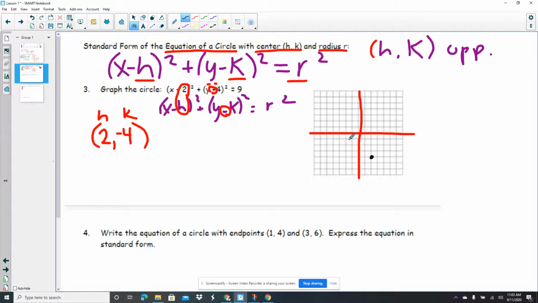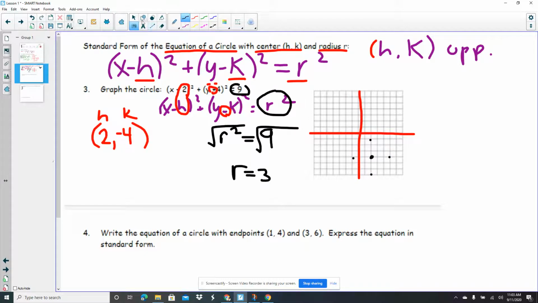Now, to find the other points around the circle, we need to know the radius, the length from the center to a point on the circle. We see that the 9 matches up with the r squared. So if r squared is equal to 9, what is our radius? Take the square root, and our radius is 3. So from our center, we count up 3, put a point, we count to the right 3, put a point, down 3, and left 3. And then try your best to sketch a circle there. Voila.